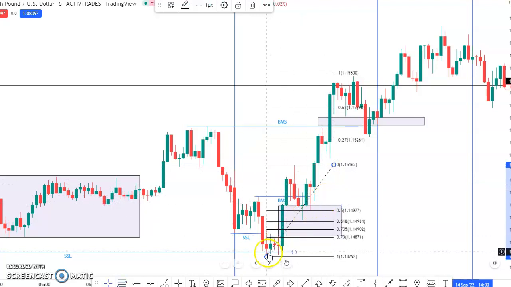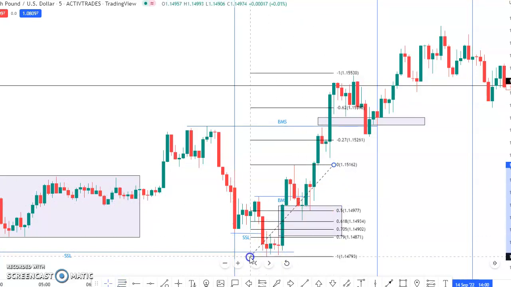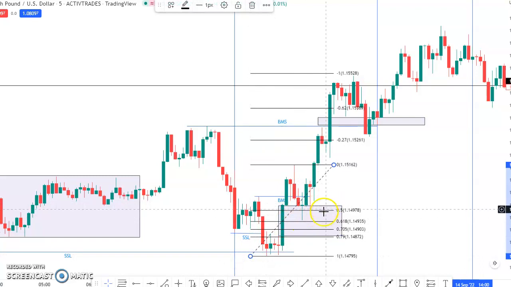price actually bounced up to almost the 61.8 level, right? So that would have been one of our key areas if we were to enter using the optimum trade entry.